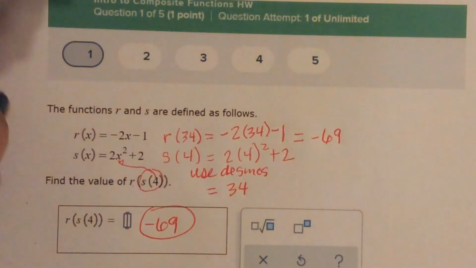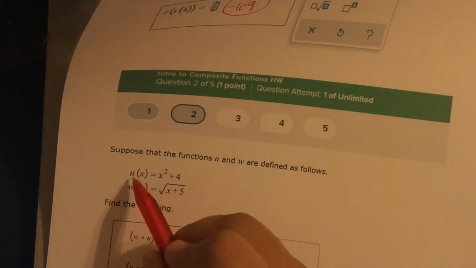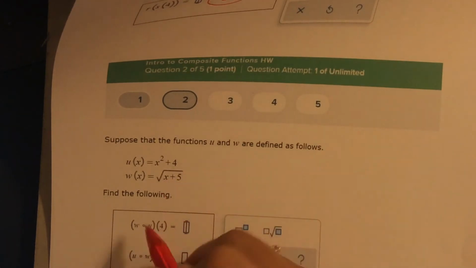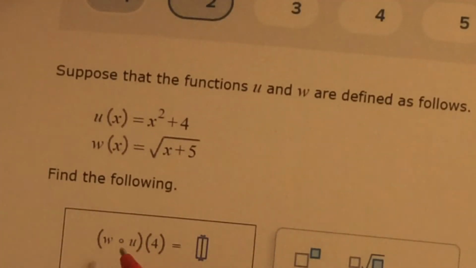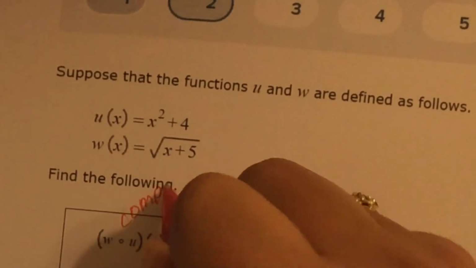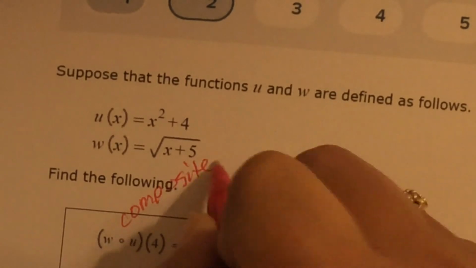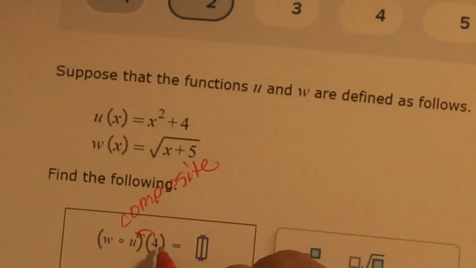Okay. So we're going to do a second example over here. You have the function u of x and w of x. And we want, this little sign does not mean multiply. The open circle means composed, or composite. Okay. So the 4 is going to go into the first one, that u. So you're going to find u of 4 first.